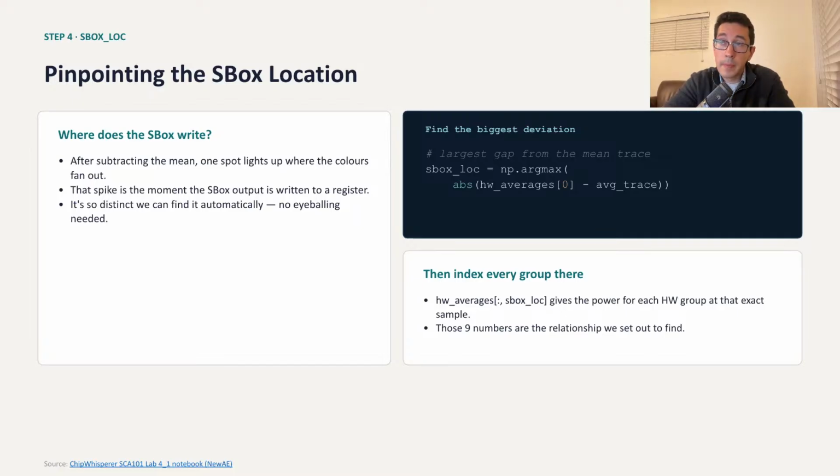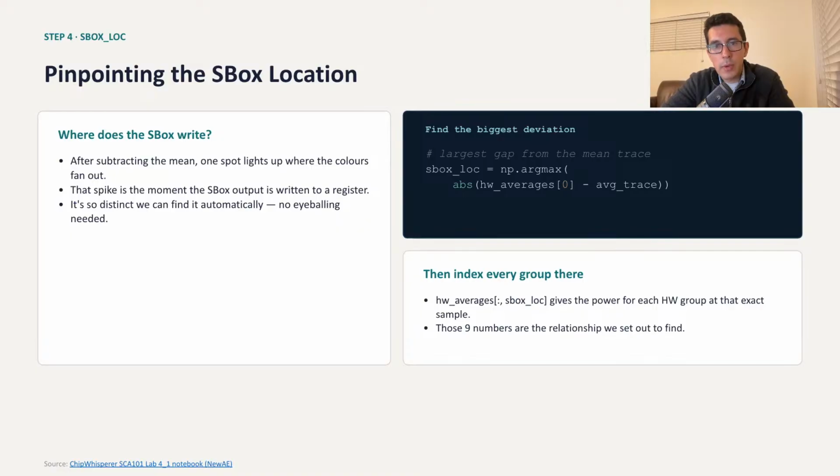Alright, as I was saying, once we've done the mean subtraction trick, there's usually one very clear spot in time where the colored curves fan out. That's when the SBox output is being written. Instead of eyeballing it, the notebook finds it automatically. It computes the absolute difference between one Hamming weight group's average and the global average, and then takes the NumPy argmax to find the sample index with the largest deviation. That index is stored as SBox location.